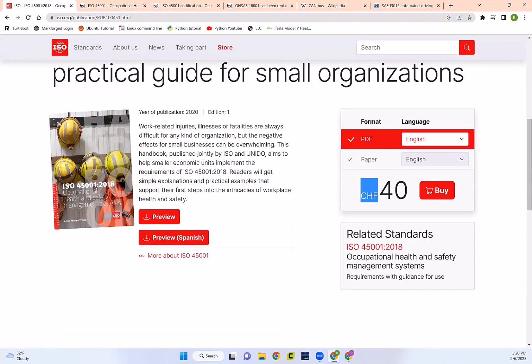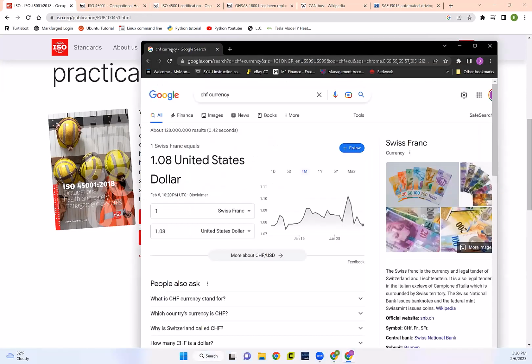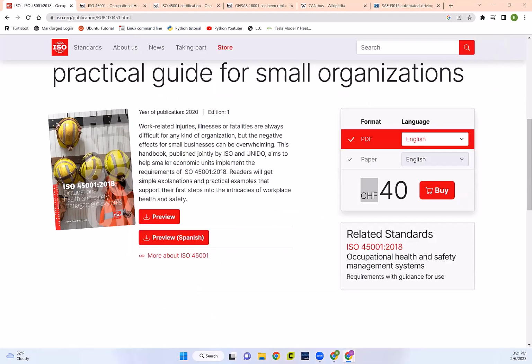I just had to Google what CHF was, and I'll pull it over here. That's a Swiss franc, and there's the net conversion. So $1.08 USD equates to 1 Swiss franc. This particular practical guide for ISO 45001 costs 40 Swiss francs. Let me do that conversion. It's roughly $43.11. So all the different ISO standards, you can go in and purchase them.